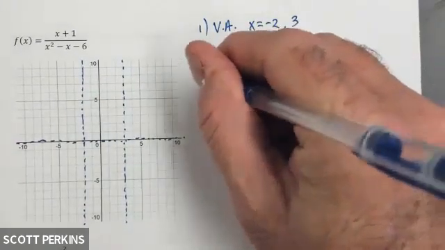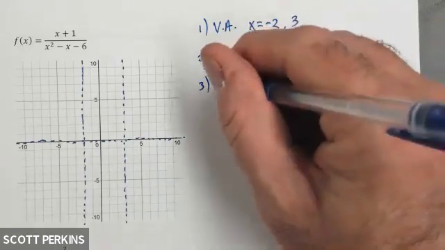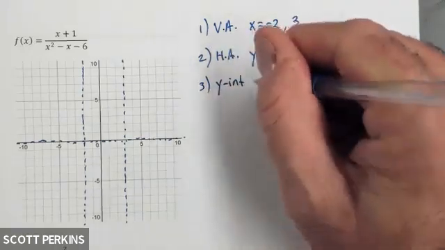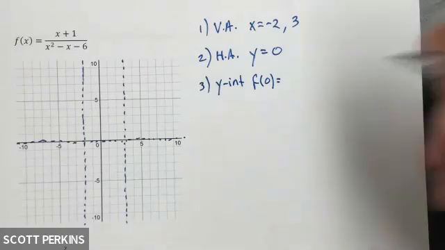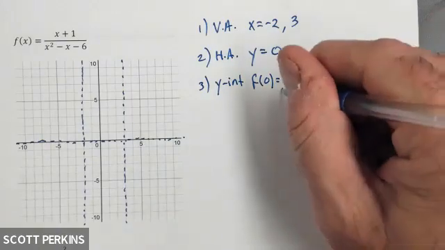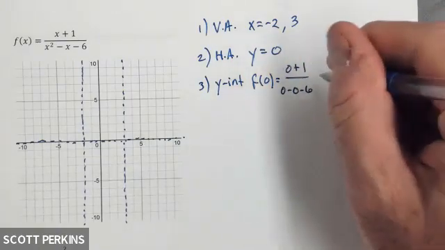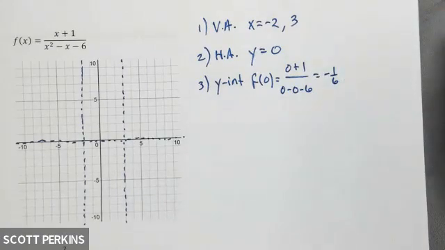Step 3. I'm going to find the y-intercept. I'm going to plug in the x value 0. And when I do that, the top is 0 plus 1. The bottom is 0 minus 6. So that's negative 1/6. They're just a wee little bit.